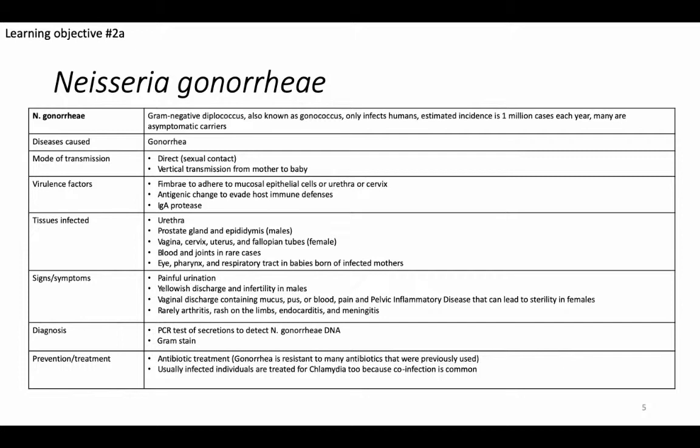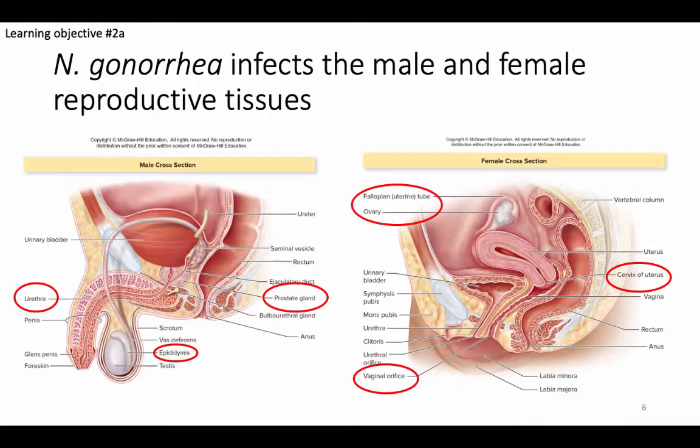Prevention, there is not currently a vaccine, so we only have treatment, treating with antibiotics, although gonorrhea is becoming resistant to many antibiotics that were previously used, so that is a very serious public health concern. And often individuals that test positive for gonorrhea will be treated for chlamydia as well, because co-infection with gonorrhea and chlamydia is very common. And then using barrier protection for sex can prevent the spread of gonorrhea.